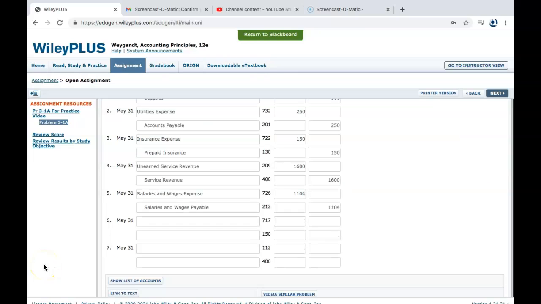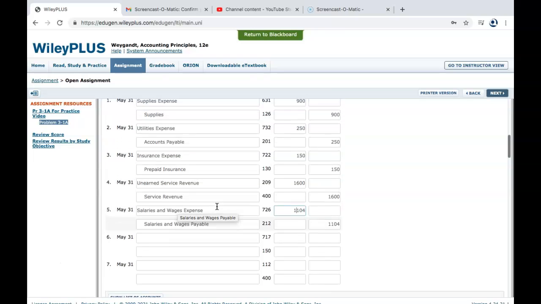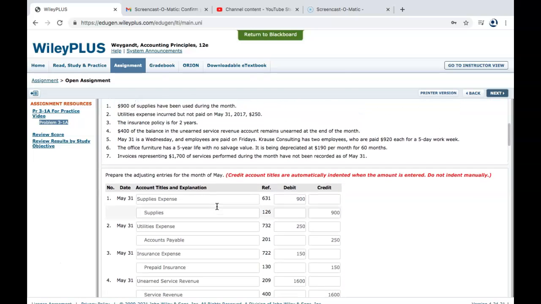Let's take a look at what we did here. We incurred salaries expense even though we didn't pay them, so we have to pick up the expense with a debit, and we also must recognize the fact that we owe them, so we increase our payable with a credit of 1104. Okay. Number 6, the office furniture has a 5-year life with no salvage value.